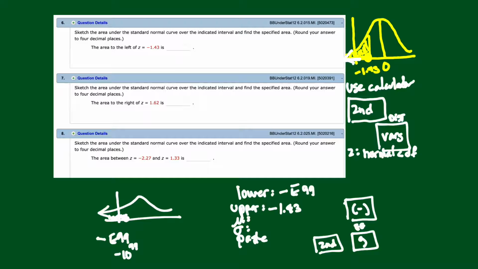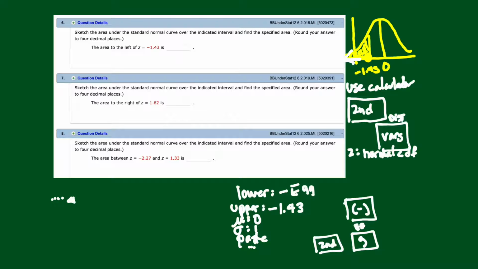Oh boy, it's not 1.33, it is 1.43. That's a negative sign, not a minus. Now, the mean here is 0 because it's the standard normal curve, and the standard deviation is 1. So go down to paste. When you press paste, all I can see on mine is an arrow, and then E99, negative 1.43, 0, and 1, and a comma.